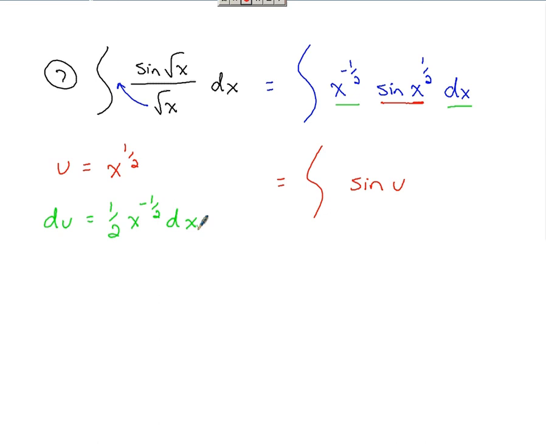What are we trying to replace? We're trying to replace x to the negative 1/2 and dx. See that combination right here. So I get rid of this 1/2 by, well, I could divide it over, but basically multiply both sides by 2, right? If you multiply both sides by 2, you've got 2 du equals x to the negative 1/2 dx. I can now take out the x to the negative 1/2 and dx and replace that with 2 du.